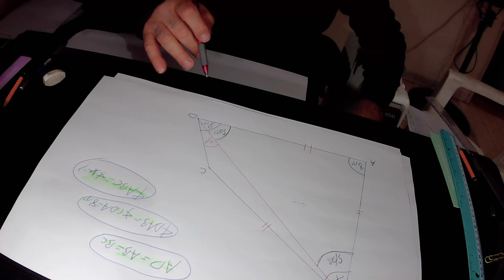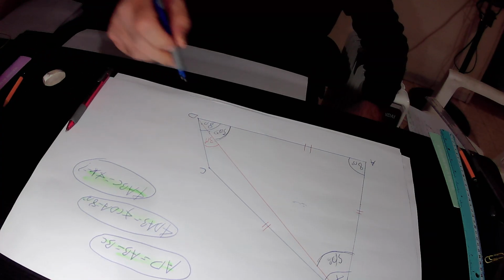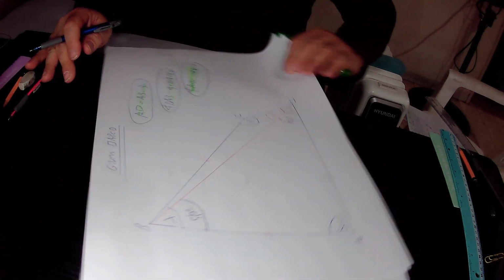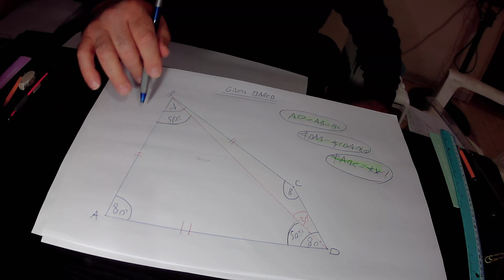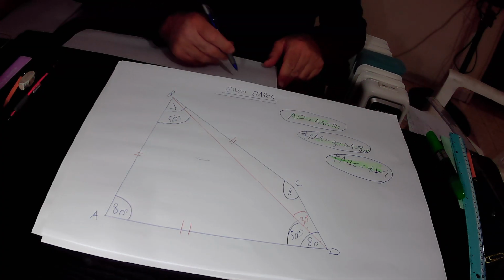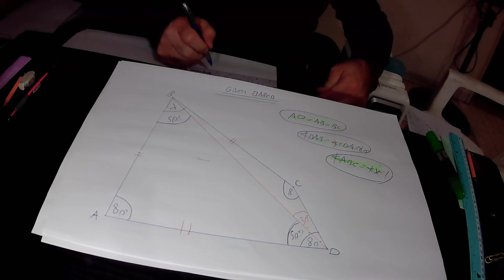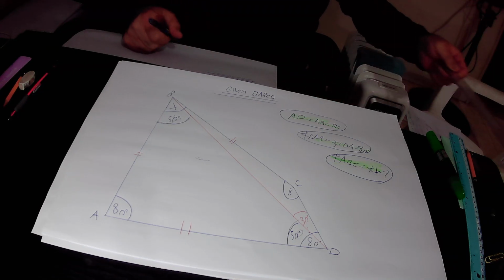The next step, we define angle BCD. This angle is beta. And we will implement the law of sines in this triangle ABD. So, I repeat quickly on the law of sines. The law of sines is true in any triangle.